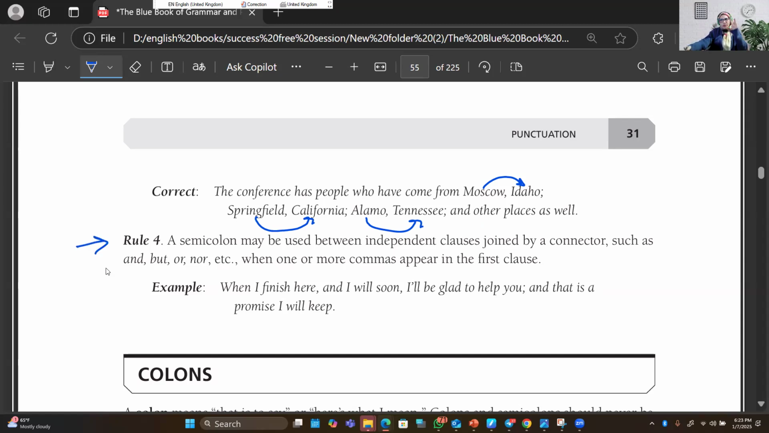The fourth and last one regarding the semicolon: a semicolon may be used between independent clauses joined by a connector, such as but, or, nor. Miss, we use them with a comma, right? Yes, when one or more commas appear in the sentence. If this sentence has one or more commas, you can't use only a comma before the fanboys. It's going to be, again, confusing. For example: when I finish here, and I will soon, I'll be glad to help you; and that is a promise I will keep. So in one place I used a comma, and in the other I used a semicolon. You got it?